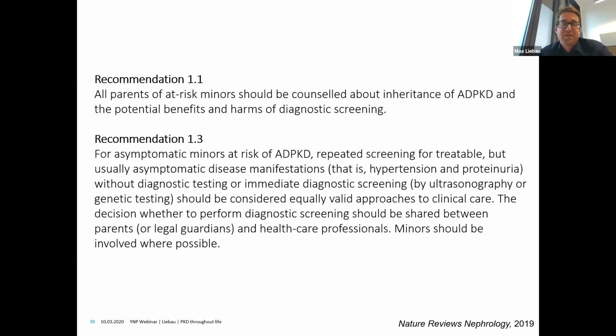Very briefly, just some recommendations that we've set up. We believe that all patients or at-risk minors should be counseled about the inheritance of ADPKD and the potential benefits and harms of diagnostic screening. We feel that for asymptomatic minors at risk of ADPKD, the repeated screening for treatable but usually asymptomatic disease manifestation, which is hypertension or microalbuminuria, should be followed up. And this can be done without diagnostic testing by ultrasound or genetic testing, and can be equally valid in clinical care. The decision whether or not to do diagnostic screening by ultrasound or genetics should be shared between the parents, the healthcare professionals, and minors should be involved whenever possible.